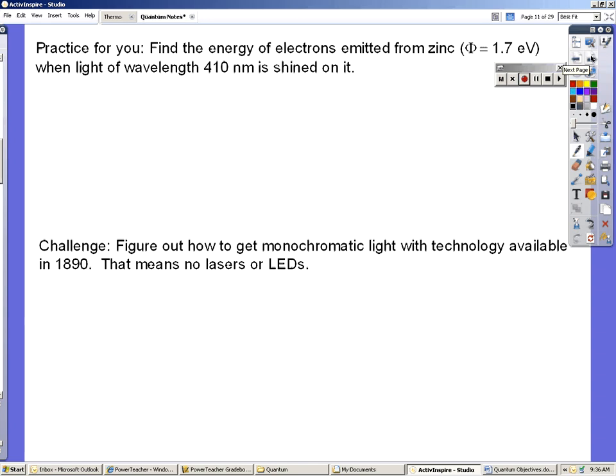Now here is some practice for you. Find the energy of the electrons emitted from zinc, given its work function, when light of wavelength 410 nanometers is shined on it. The answer you should get is 1.33 electron volts. Make sure you can get that answer. Also, you might think about how you can get monochromatic light with technology available in 1890 when Millikan did the experiment. That means no lasers and no LEDs.